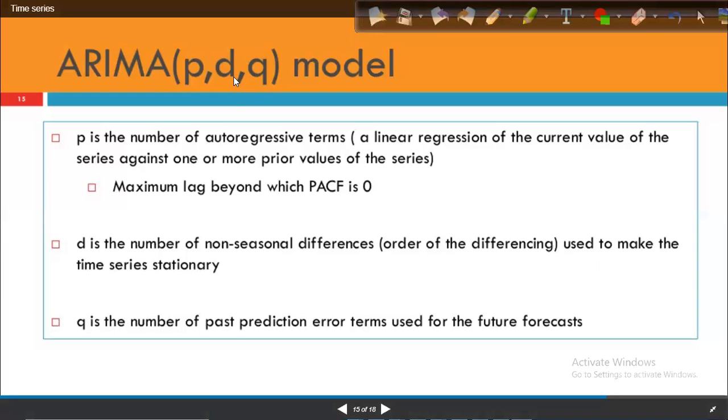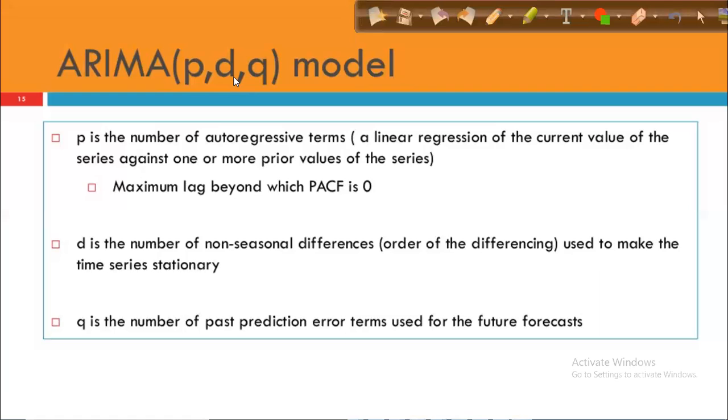And D is the number of non-seasonal differences. We use D in case there is any non-stationarity in my data set. It is nothing but differencing. By taking the difference, you're converting your data set into stationary. Don't worry, when I give you a demo, you will be able to understand very clearly.